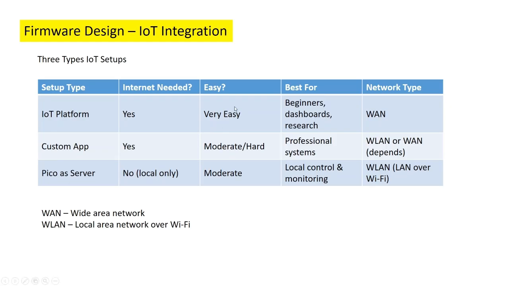Now, in terms of development, using the IoT platform is quite easy, because you don't have to bother about how the application server and the database server work. All you need to do is configure your Pico 2W to communicate with any of the existing IoT platforms. Then for custom app, it's moderate to hard.